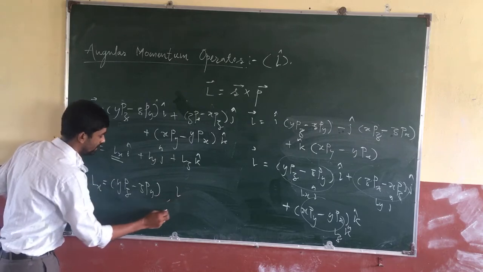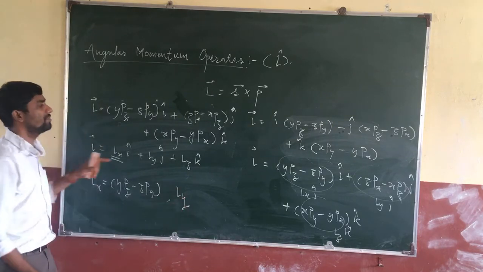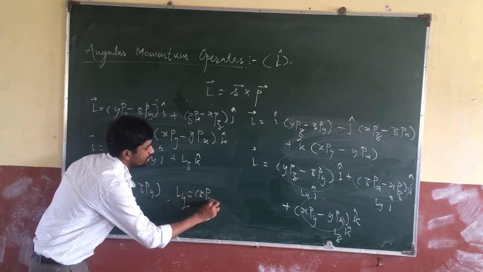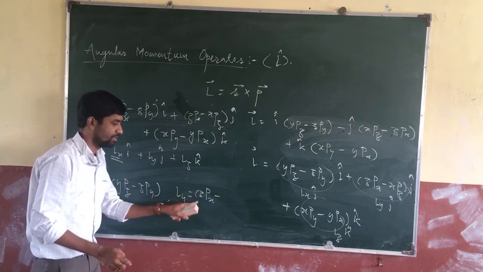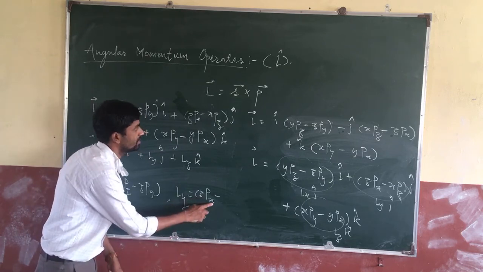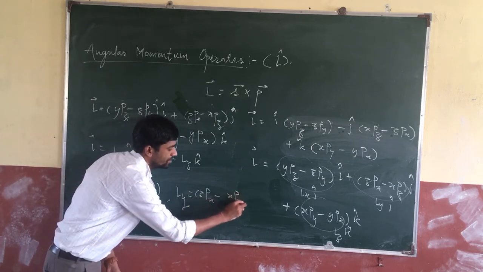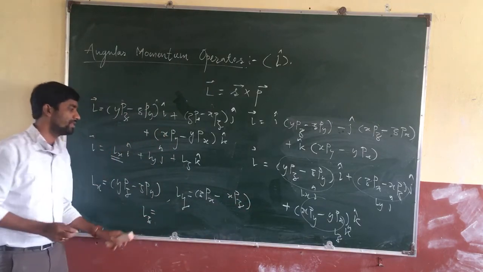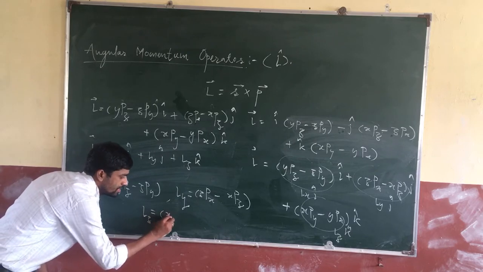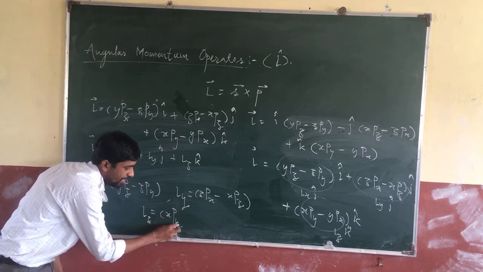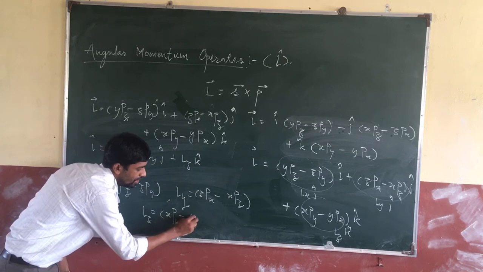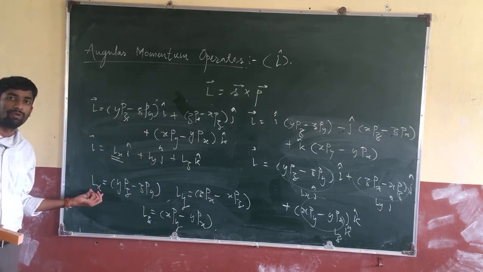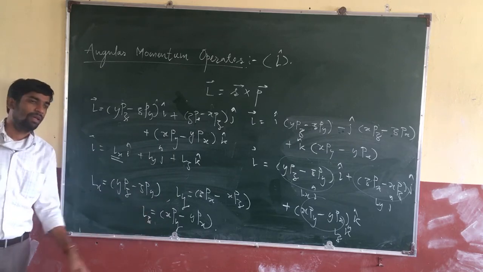Similarly, what is the component along the y-axis? Ly equals z px minus x pz. Similarly, what is the component of Lz? Lz equals x py minus y px. In this way you get the three components, Lx, Ly and Lz.